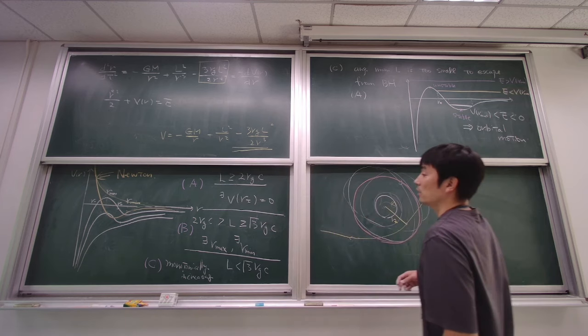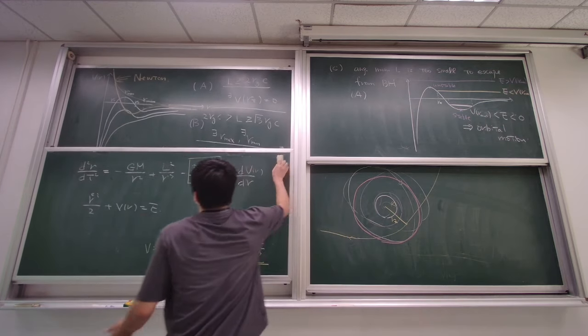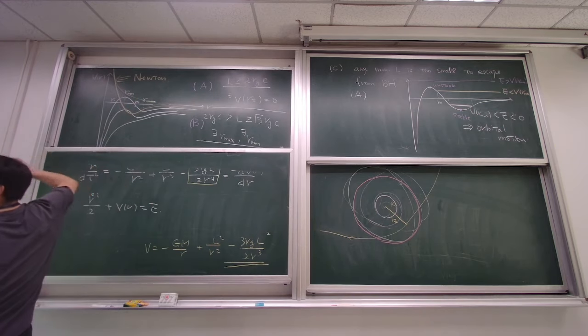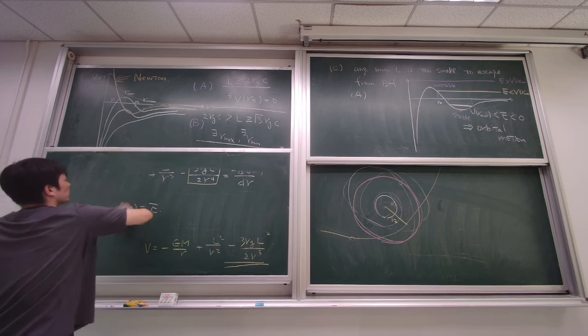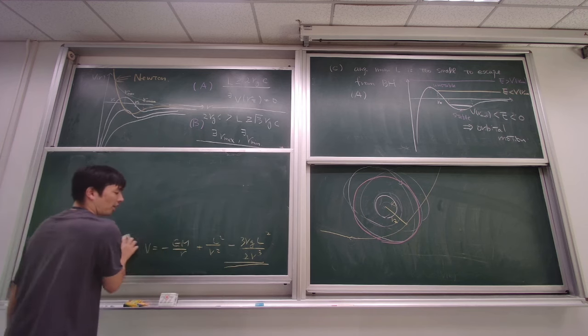Where should I erase? Maybe here. Cross section of black hole. Do you have any question? Do you learn this kind of stuff in GR? I hope you learn.